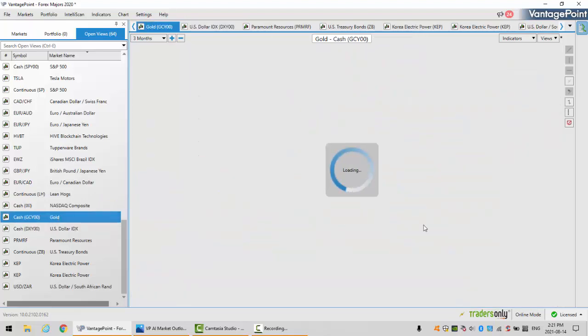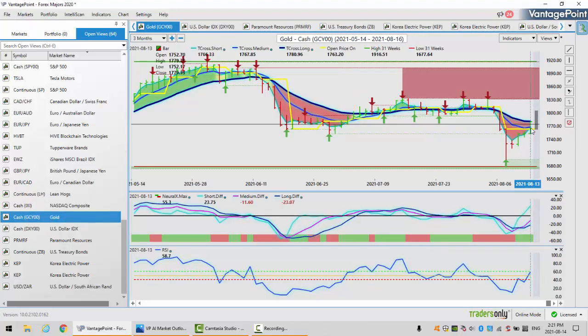Now, with the dollar moving lower, we can see that gold immediately responded to this.